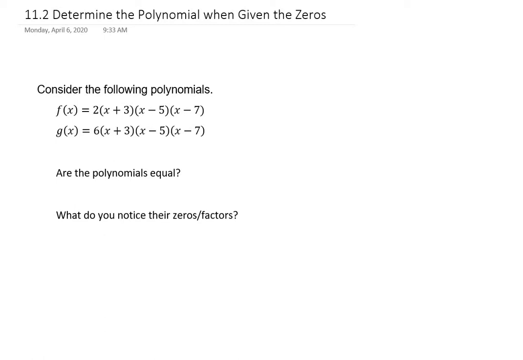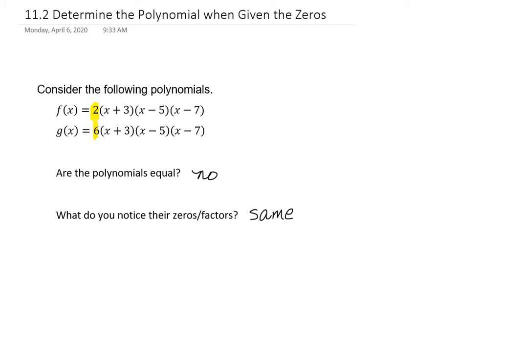Are the polynomials equal? Well, the answer to that is no. Right? And the reason why is because this 2 and the 6 are not equal. What do you notice about the zeros or the factors of the polynomials? Well, what you should notice there is that they are the same.